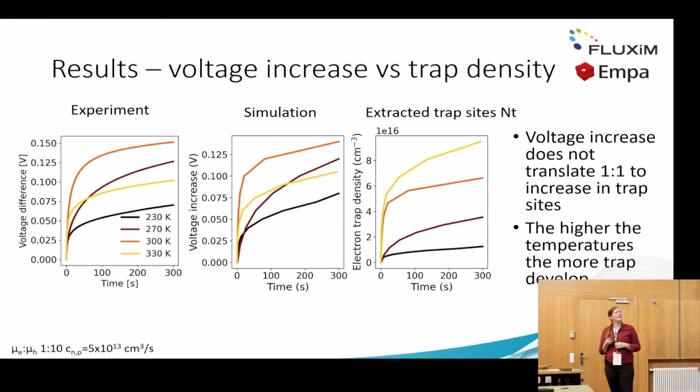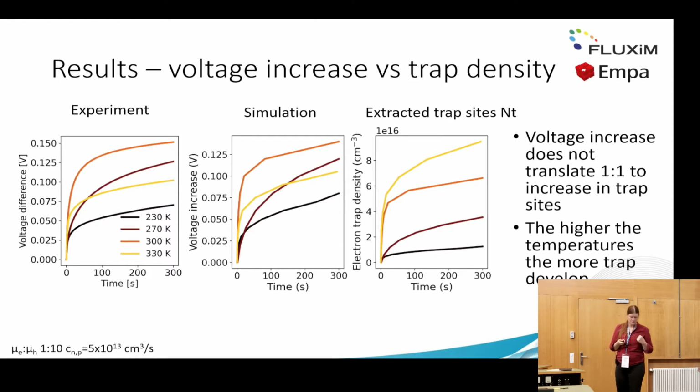This is something for later. Now we can actually simulate these results, and we get the graph here in the middle, so it's quite close to what we measured. But when we take a look at the trap sites that are developing, we can see that we have a monotonously increasing number of trap sites. So the highest density of trap sites evolves at 330 Kelvin.